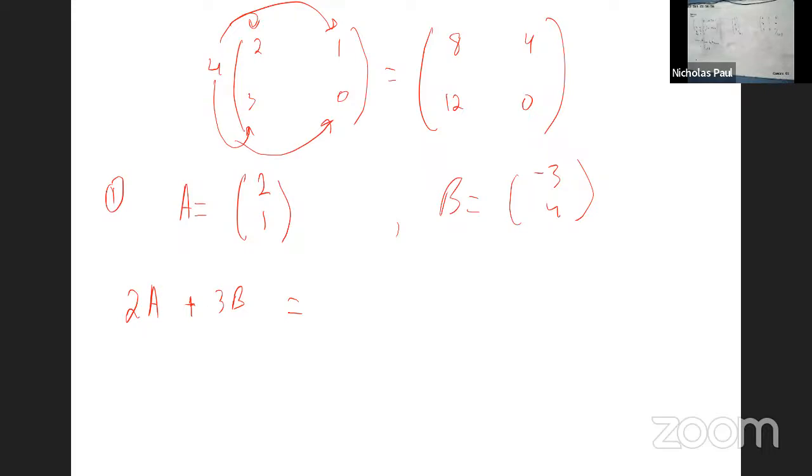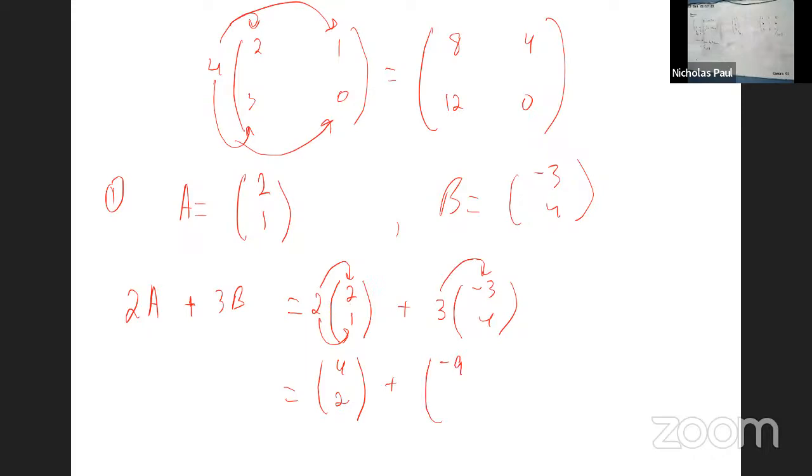All right, ready? Let's see what you got. So 2A is 2 times 2, 1, right? So 2A means you're multiplying 2 by 2, 1, and then you're multiplying 3 by minus 3, 4. Take your time, multiply it out. 2 by 2, that's 4. 2 by 1, that's 2. 3 by minus 3, that's minus 9. 3 by 4, that's 12.